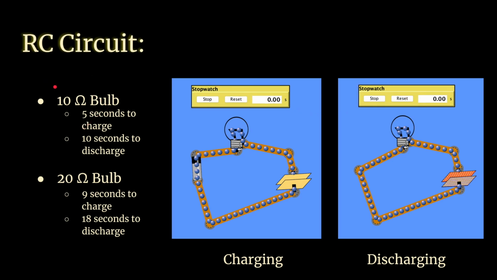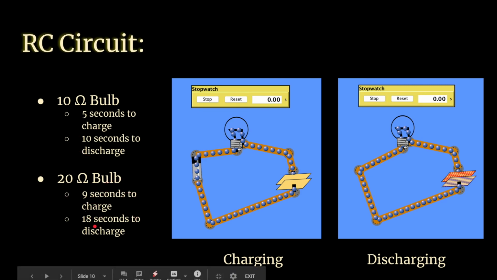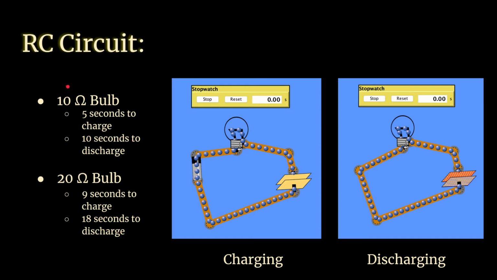We used a 10 ohm light bulb and a 20 ohm light bulb, and the 10 ohm light bulb took 5 seconds to charge and 10 seconds to discharge, and the 20 ohm light bulb took 9 seconds to charge and 18 seconds to discharge. These values make sense because the 10 ohm light bulb has less resistance than a 20 ohm light bulb.